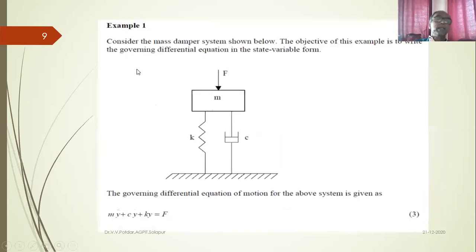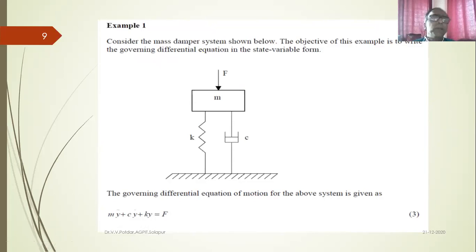Let us take a simple example. Consider the mass damper system shown below. The objective of this example is to write the governing differential equation in the state variable form. Now this is the familiar example. I have a mass, I have the external force as the excitation input, and I'll be getting y as the output displacement. The y is not shown here.